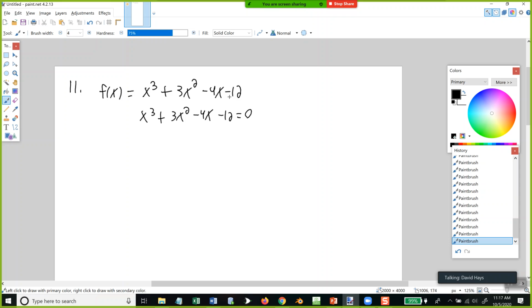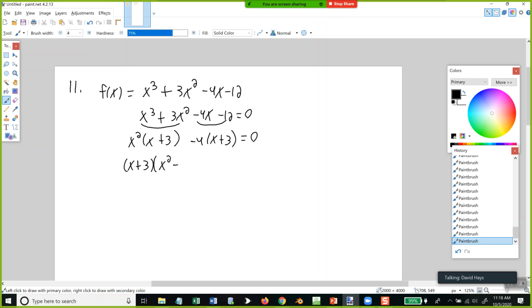We want to solve this, so we're going to factor it. It factors by grouping. Group the first two terms together, group the last two terms together. The first two terms have an x squared in common. That gives us x plus 3. The last two have a negative 4 in common, and that gives us x plus 3. Remember, our goal in grouping is we want those two parentheses the same, which they are, so I can factor it out.